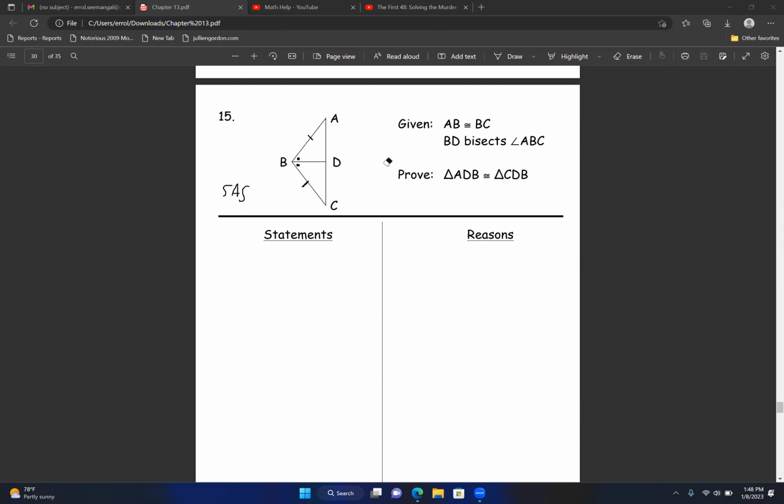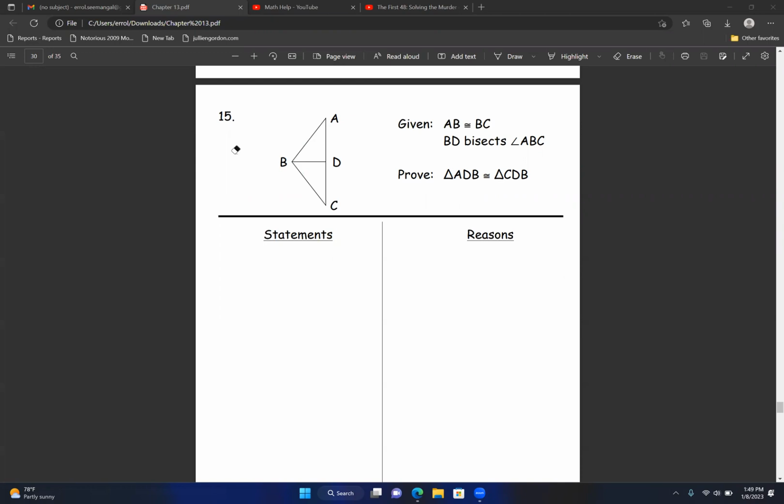What's this last S? Is it AD? Not AD, but remember the common side. BD equals BD. What's the reason? Reflexive property. So there's your SAS. Then for number 4, you're just going to state this. Triangle ABD is congruent to triangle CBD. Why? SAS. There you go. 15 is done.